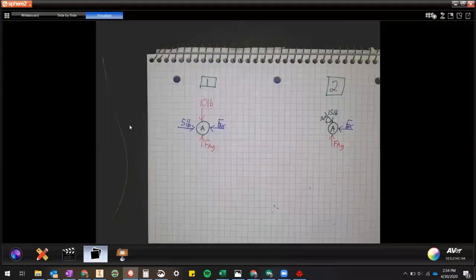Hi everyone, we're going to do a quick little meeting here to record the answer key for our moments and reaction forces practice problems. So I'm going to share my screen and we'll go right into this.